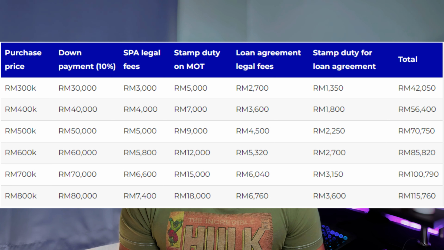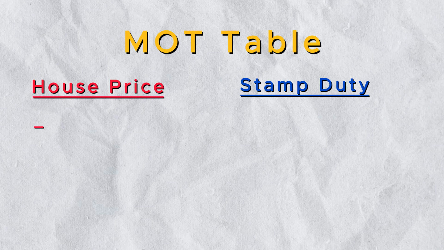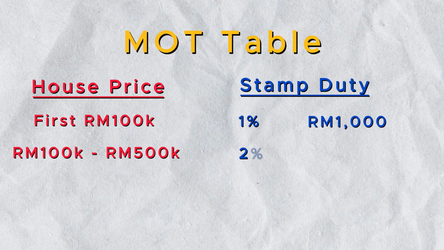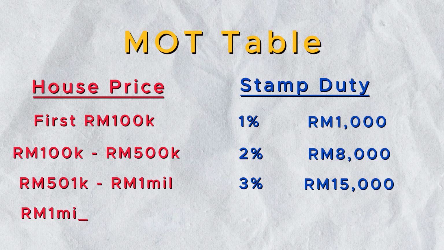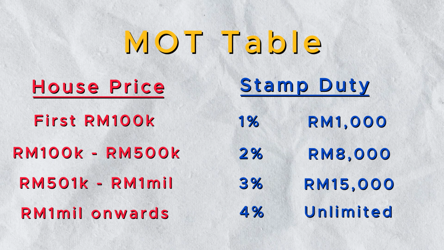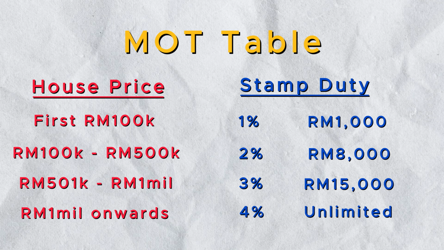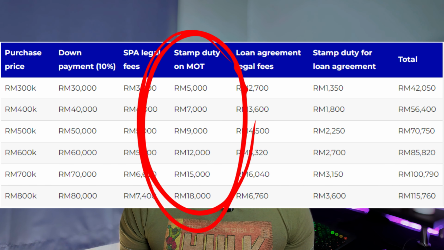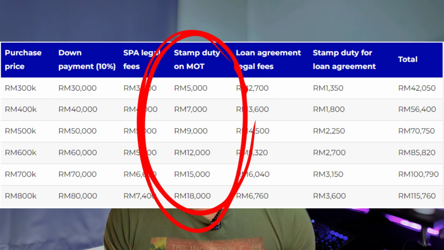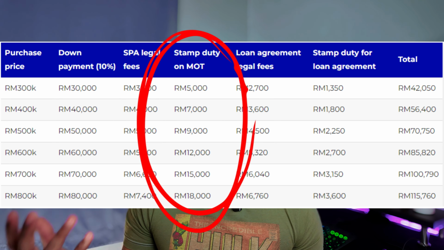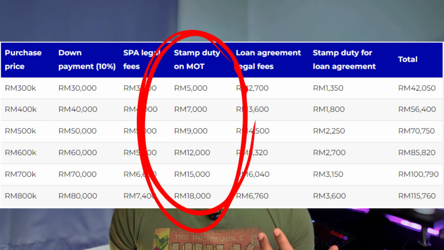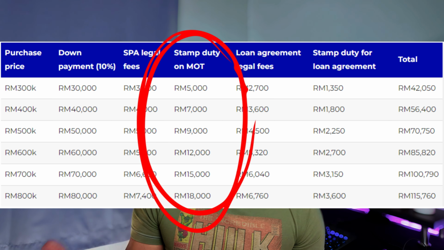Let's go through the 4 major fees. The first thing is your MOT. Your MOT is broken down into multiple stages. This is the table showing how it works. The first 100,000 is 1%. The next 400,000 is 2%. The next 500,000 is 3%, and anything above is 4%. So if you have a house worth 100,000, your MOT costs you 1,000. If your house costs 500,000, your MOT would be 9,000. If your house is 800,000, then your MOT would be 18,000. This is how you calculate MOT.